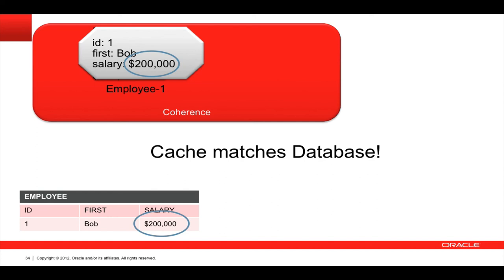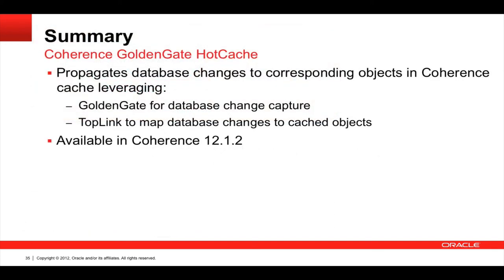What we're doing in the HotCache is making it easy and declarative to make that connection using JPA mapping metadata. Well, this brings us to the end of our presentation today. I hope that we have piqued your interest in the Coherence GoldenGate HotCache feature. As we saw, it can propagate changes from database to Coherence, and it's using Oracle GoldenGate for the database change capture. And it is feeding those changes through a new feature, the HotCache feature, which is using TopLink inside to map those changes to the associated cached objects. This is a new feature available in Coherence 12.1.2, and I hope you will check it out.